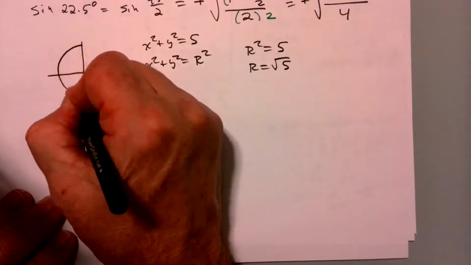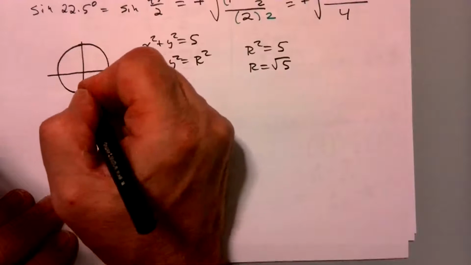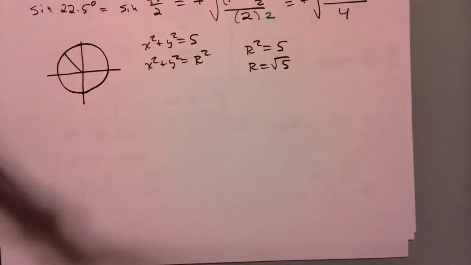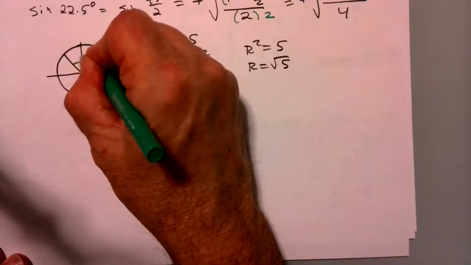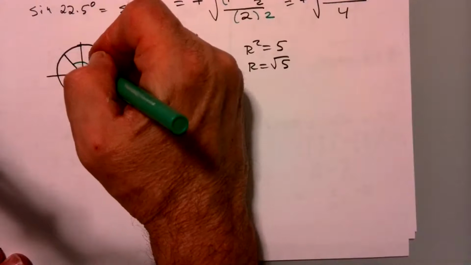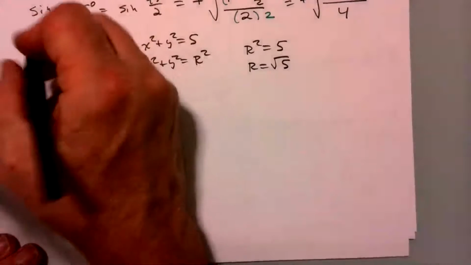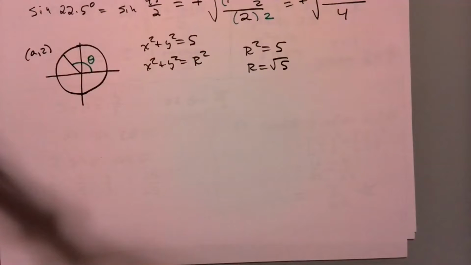Now we're going to go ahead and draw a version of that circle. And we're going to pick theta here. I don't know what it is, but here is theta. And what we're told is that for that point on that circle, the y value is 2 and the x value is a. So it would be nice for us to figure out what that x value is before we try to go ahead and answer some questions.